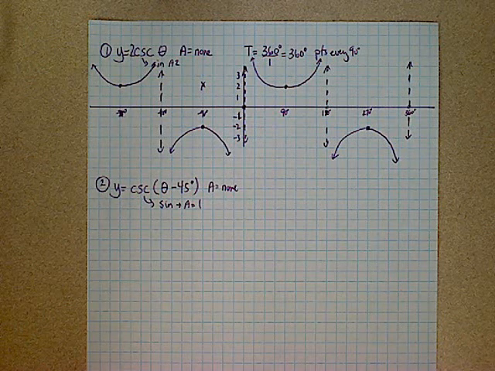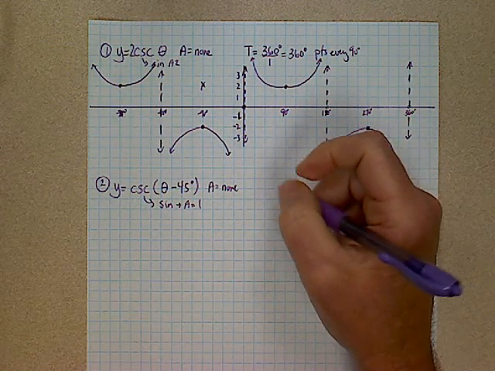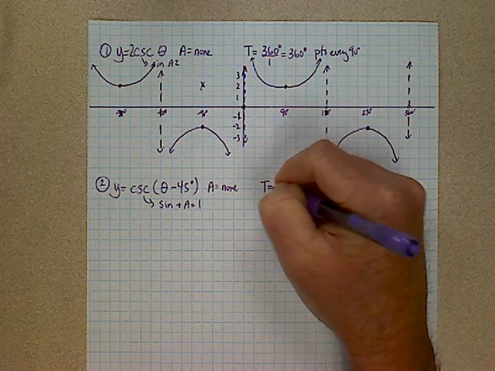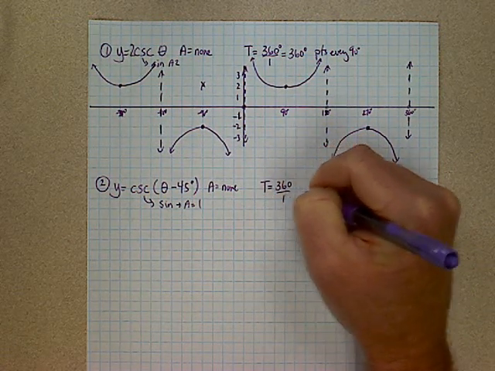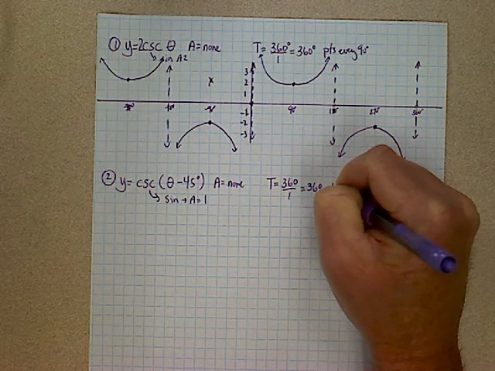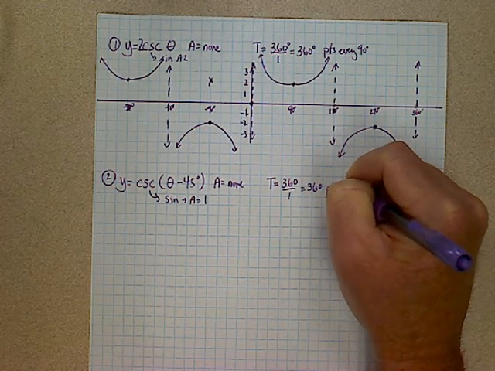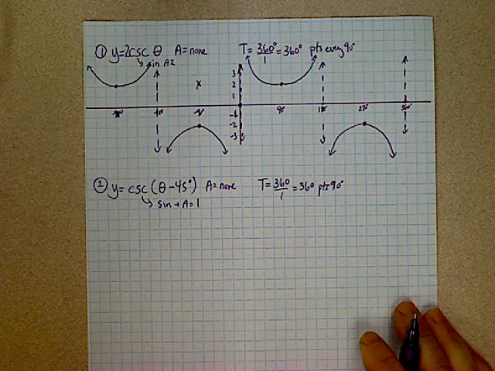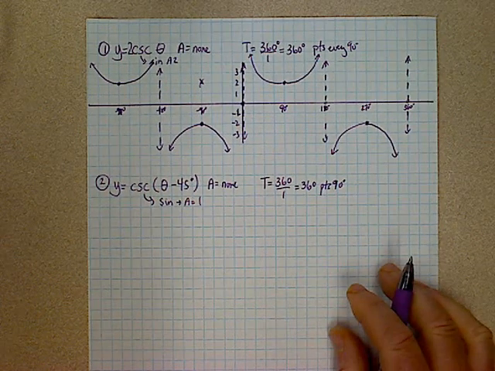All right, so now next we would need our period. Period is going to be 360 divided by 1 again, which is still 360, giving us points every 90. So points every 90. Remember, that's not really an answer to anything. It's just a graphing aid for us.